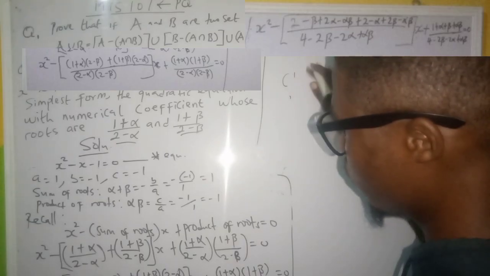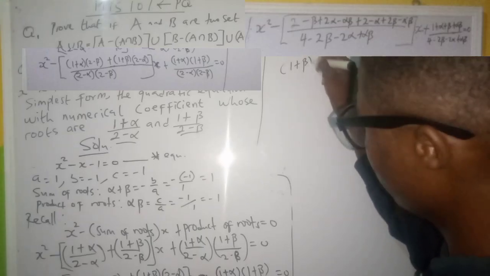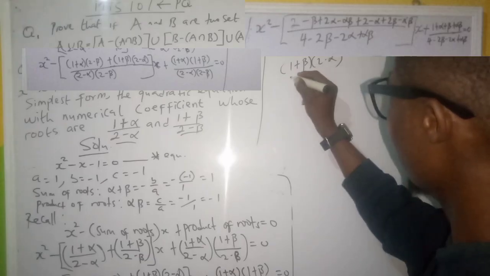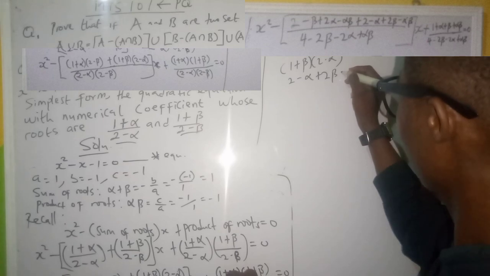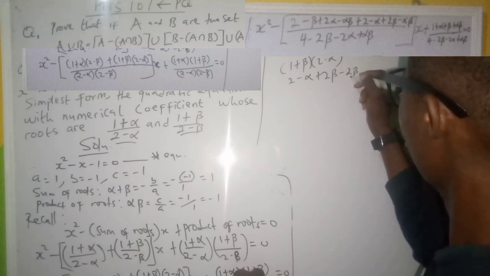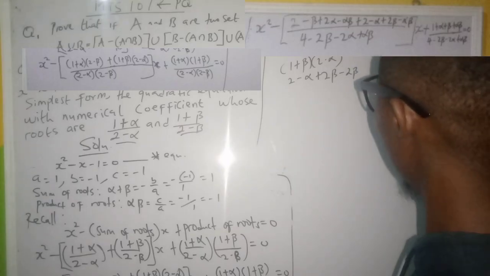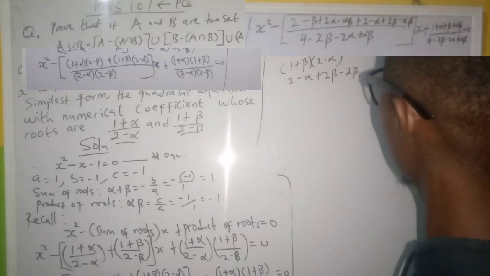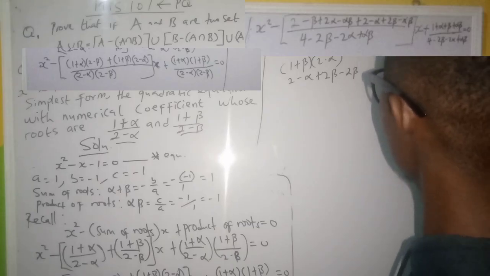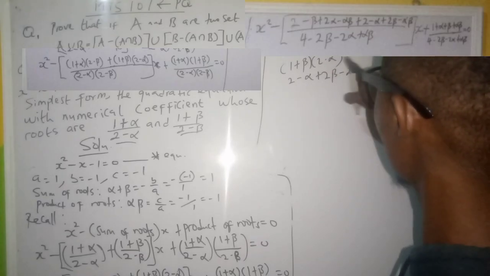Alright, let's do the same for this. So we're having 1 plus, we want to expand this one, beta 2 minus alpha, that will be 2 minus alpha plus 2 beta minus alpha beta. Okay, so we are also having plus 2 minus alpha plus 2 beta minus 2 alpha, sorry.